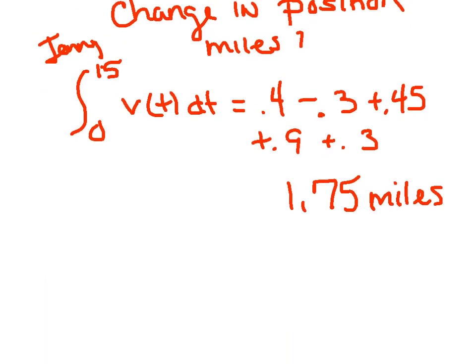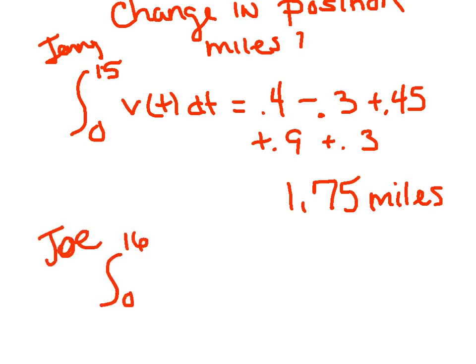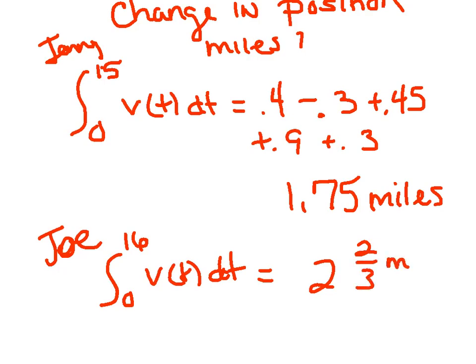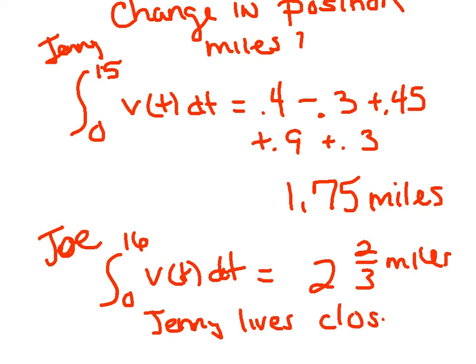And now Joseph, we'll compare him. I'm still going to integrate from 0 to 16 of v of t dt, which in fact isn't going to change our answer at all, so we're still going to get 2 2/3 miles. So in this case, Jenny actually lives closest. Whoops, I might have just said that incorrectly. Joseph traveled further in that previous section, but Jenny lives the closest.